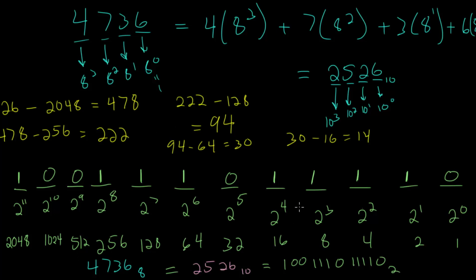And of course, if we do want to check this to make sure that this is in fact true, we can essentially just go in reverse and convert it back to base 10 and then convert that back to base 8. But converting this back to base 10, we essentially just look at which of the buckets are filled and multiply them by their place value and then add it all together. So we have 1 of this 2048, we have 1 of the 256, 1 of the 128, and so on, and we'll add those together. And when you do that, you will get back this 2,526, which we know is equal to 4736 in base 8.